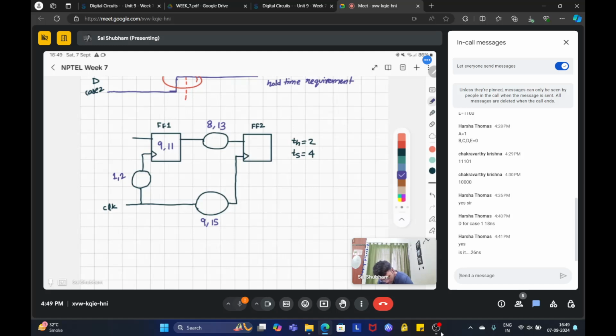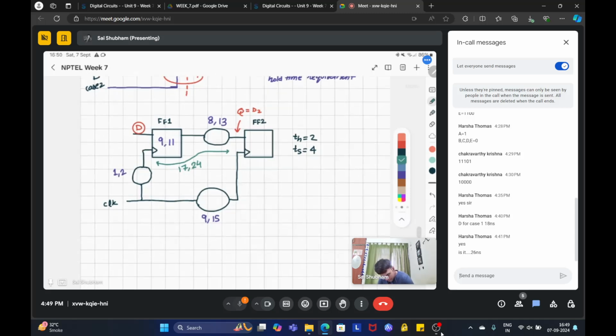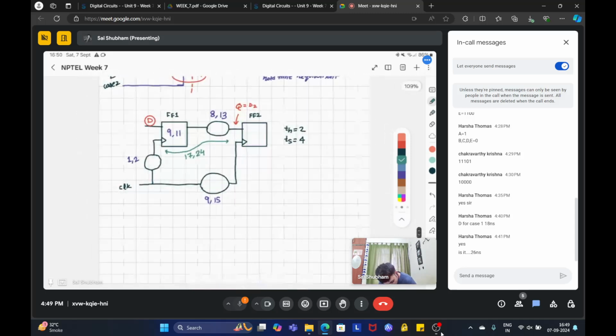Okay. So, including the flop and all the path, if the data D has to go through flop 1 and reach flop 2, this is your Q value. Q equal to D, the entire delay will be from 17 nanoseconds to 24 nanoseconds. Fine. So let's make a timing diagram. So this is clock.